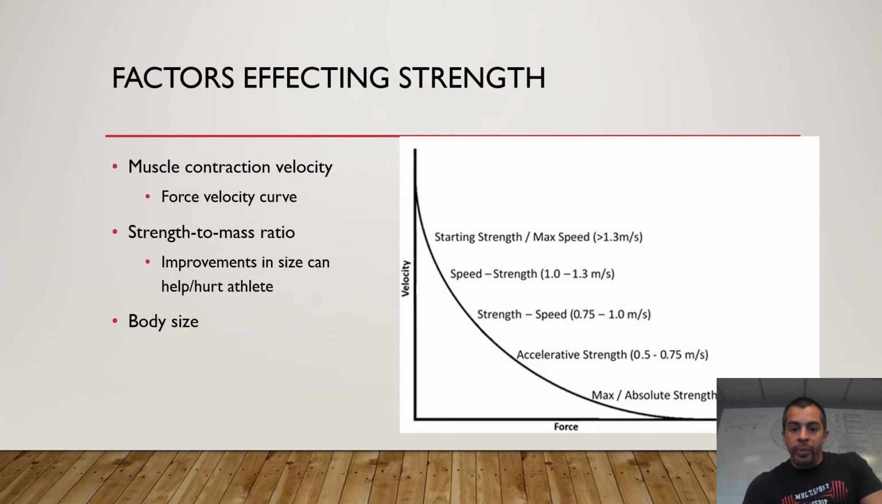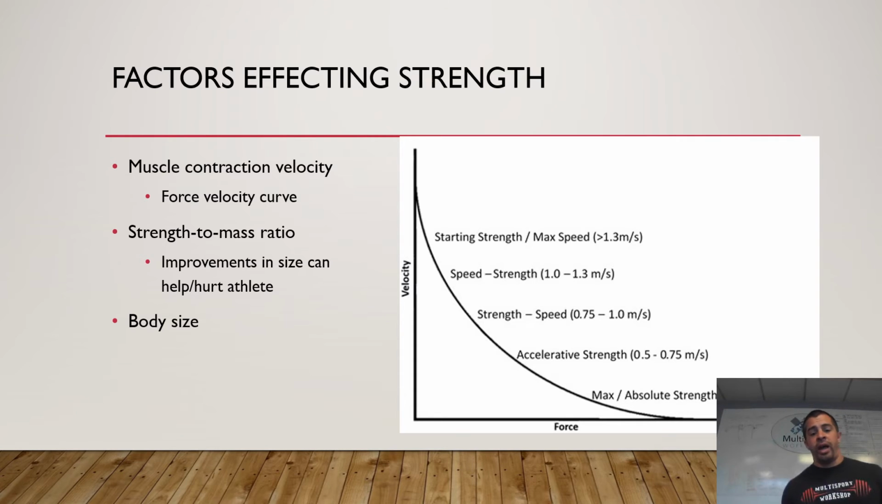If we go all the way up here on this force velocity curve, an example of this might be throwing a baseball, where the weight of a baseball is much lighter than the weight of a shot put, so the force required to move the baseball is much less. However, the velocity is significantly higher. All right, so that's the force velocity curve.